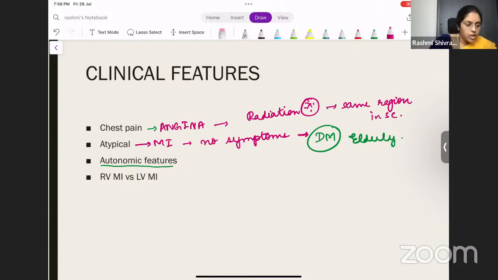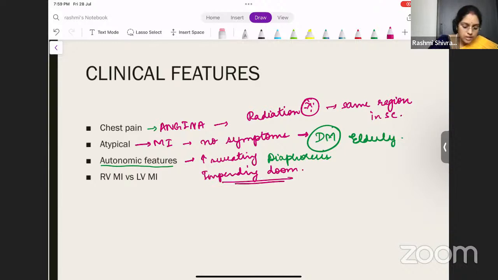So what are the autonomic features that we have? Increased sweating. What is that called? Diaphoresis. So like the patient we had, in the question that I had discussed first, that is diaphoresis. The patient had increased sweating at one episode. Then what is that? Feeling of impending doom. This is a very, very important sensation that the patient has. This is feeling of impending doom, that something worst is going to happen to him.